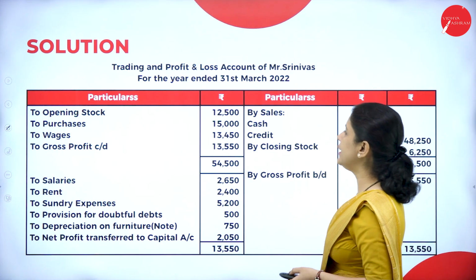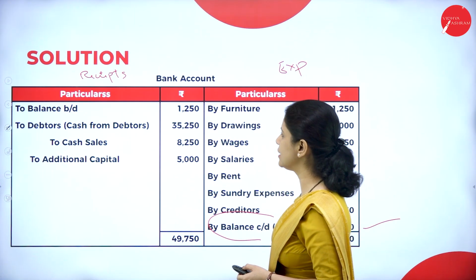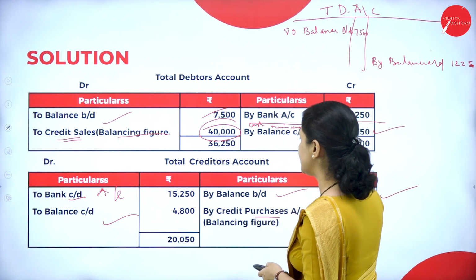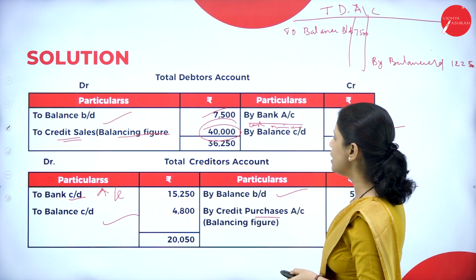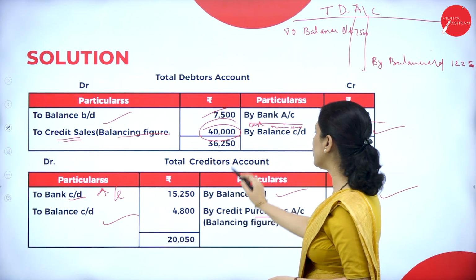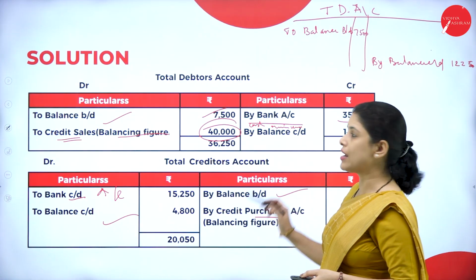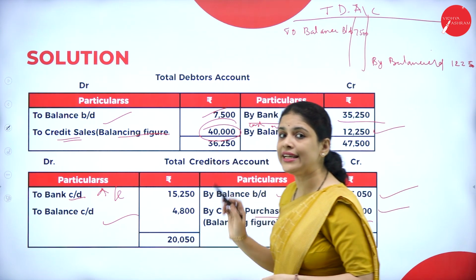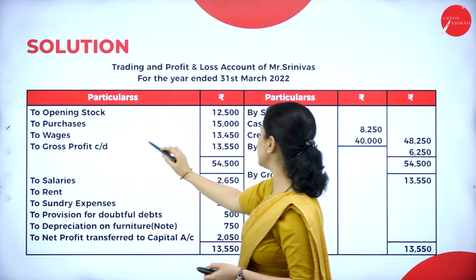Now, let us do the trading and profit and loss account. So, opening stock is given, 12,500. Purchases are there. So, how much is the purchase here? Is it given here? No. So, from where do we have to find out the purchases? We have to find out the purchases from the total creditors account. In the total creditors account, the credit purchase, this 15,000, is there, no? That is the purchases. And in the total debtors account, the balancing figure, credit sale, is there. That is the sale. So here, purchases 15,000, and wages is there.